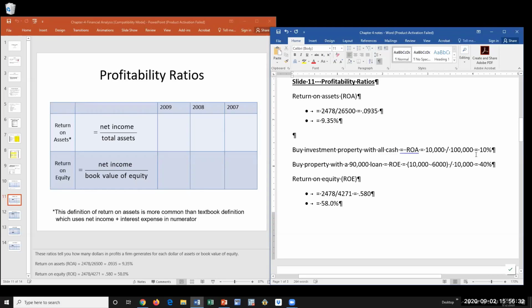So what is this saying here? If you buy an investment property and you use all of your own money, all cash, $100,000, your return on that $100,000 is 10%, right? But, and this is why a lot of companies take out debt, if you take out a $90,000 loan, and let's just assume that you're paying a $6,000 mortgage payment or interest payments, now your investment in cash in the property is only $10,000, but now look at your return on investment for your equity. It's 40%.